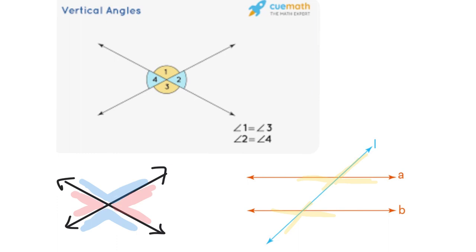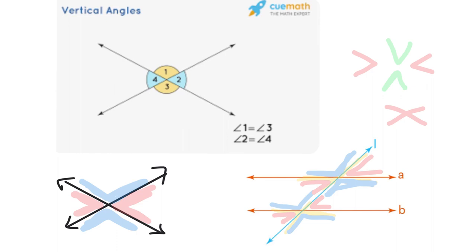So therefore, this angle here and this angle here are vertical. This angle here and this angle here are vertical. This angle here and here are vertical. And this angle and this angle are vertical. The other thing I think about is a V and a V and a V and a V, and then they're stuck together, making the X.